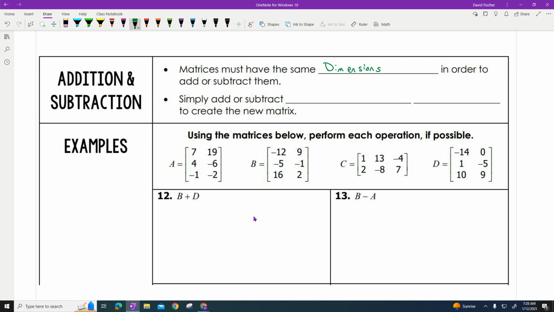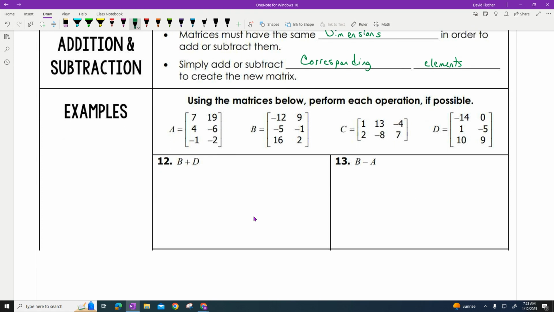And then what we're going to do is add and subtract the corresponding elements. Elements, remember, are the numbers inside of our matrices. All right, so usually they give us a bunch of matrices, and what they say is we want you to add matrix B, which is this guy, to matrix D over here. Now it's a 3 by 2, and that's a 3 by 2, so we can add these guys with no problem. And so I'm going to put a matrix symbol here, and I'm going to add the numbers that are in the same position.